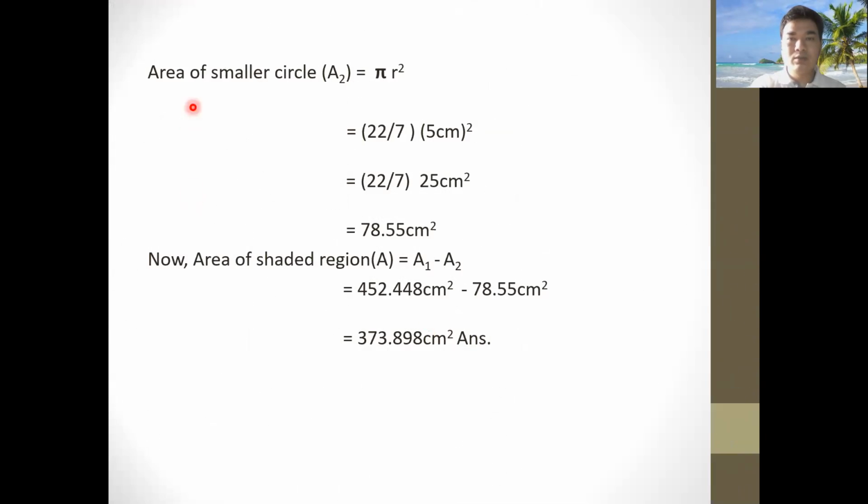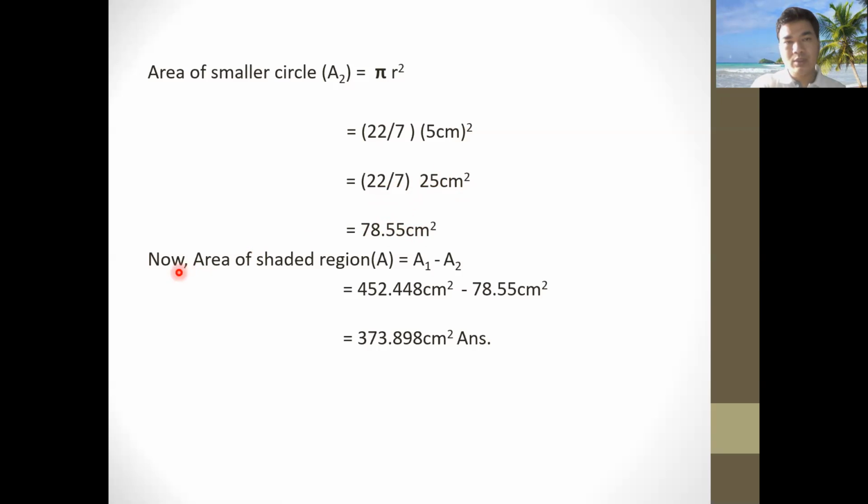After that, find the area of the small circle, A2, that is pi r square with small r. 22 by 7 is the value of pi. r means 5 centimeter whole square, so 25 centimeter square. When you multiply 22 by 7 and 25, it will come 78.55 centimeter square.